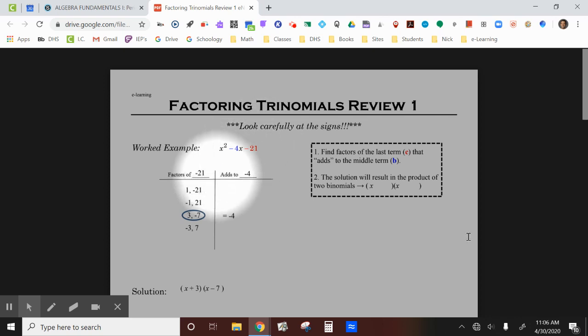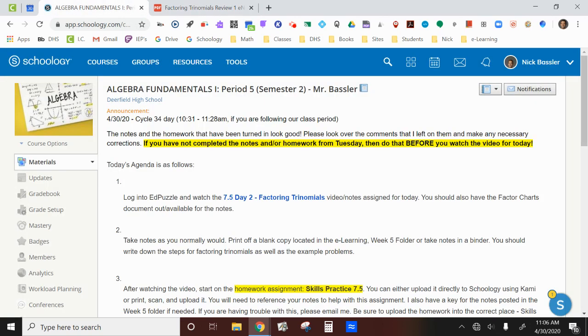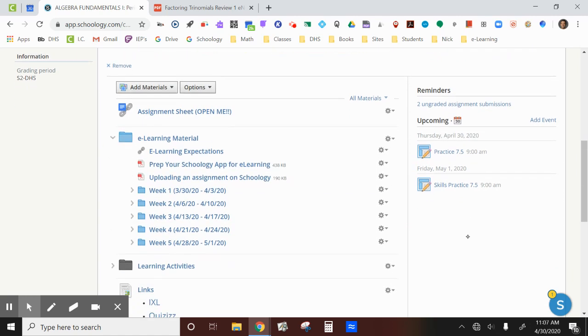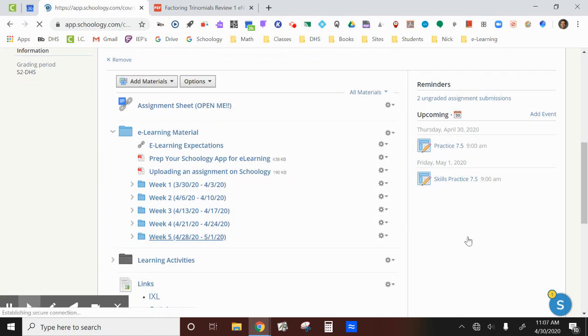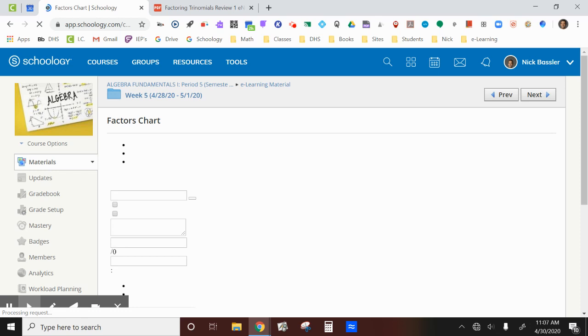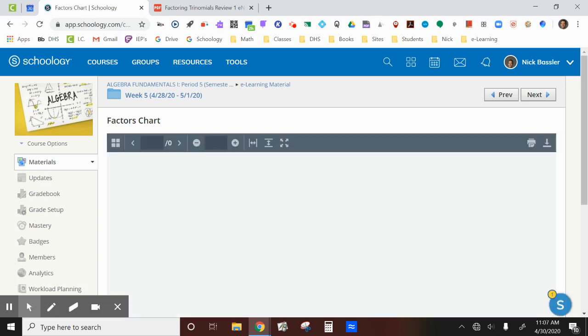Two binomials multiply to get back to our original expression. In this worked example, I have x squared minus 4x minus 21, so I'm looking for factors of negative 21 that add to negative 4. We want to be sure, if we don't know all the factors, that we look in this week 5 folder and have that factors chart out and available to us. Today I'm going to try something a little different when we fill out the notes here.